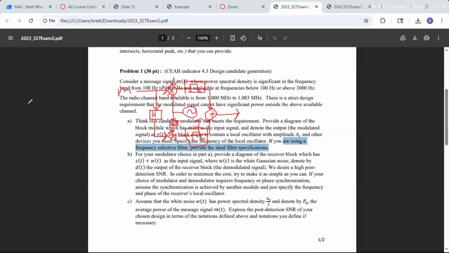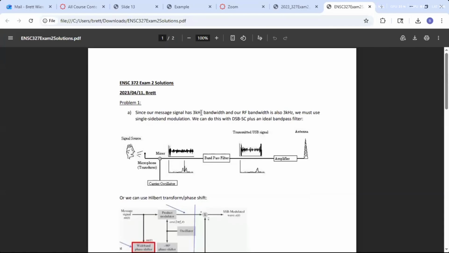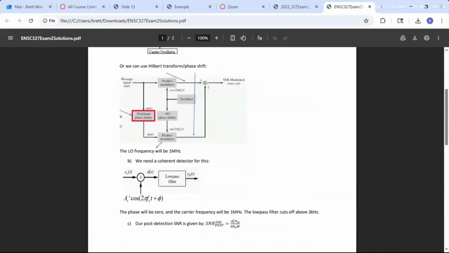So let's just go over and look at the solutions. It's a lot neater than what I just drew, right? But you see, it's the same thing. So it's just saying that since our signal is 3K, we have to use a single sideband, right? And then I've just drawn the thing here, but here we need to use this one here, the product modulator, right? So phase shifter, Hilbert transform everywhere.